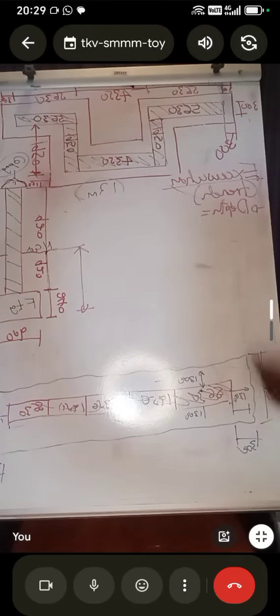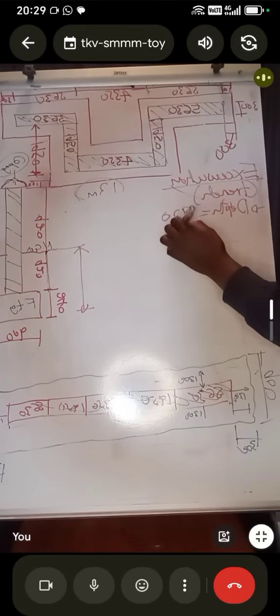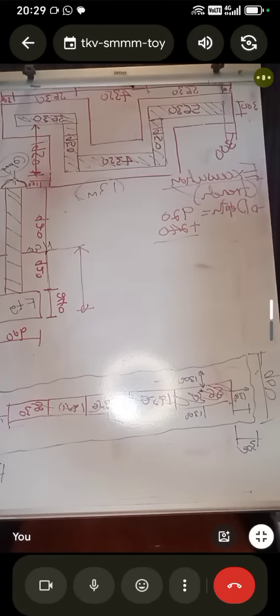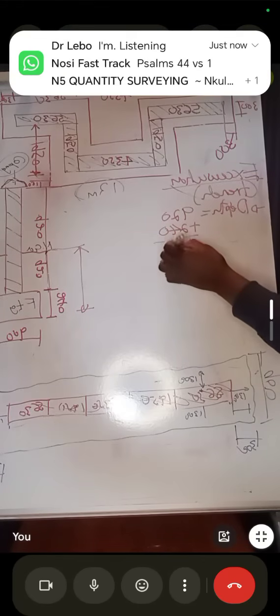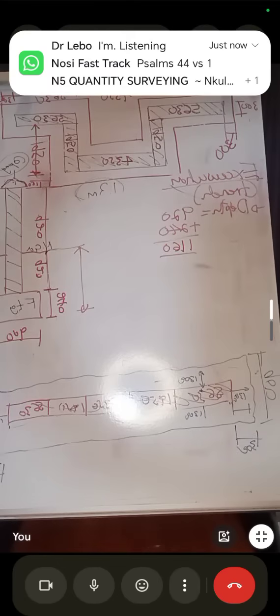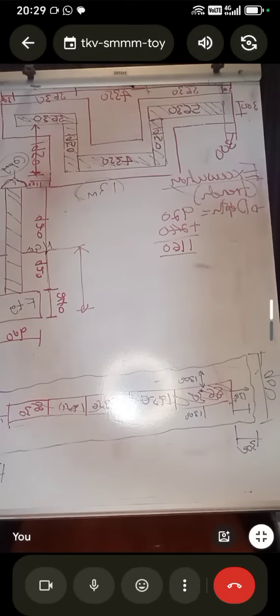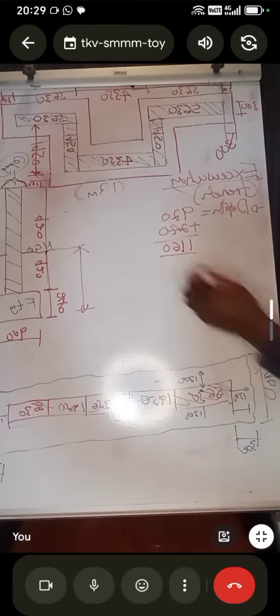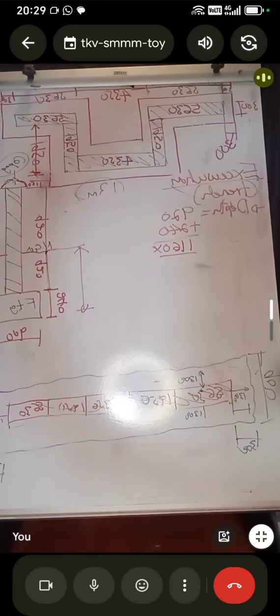It's 920 plus 240. What is the answer? 1160. Yes, that's the height. Now that we know how deep it must be, what is it that you know? Because you already know the width of that trench, because the width of the trench is determined by the width of the concrete footing. Yes. The width is 900.